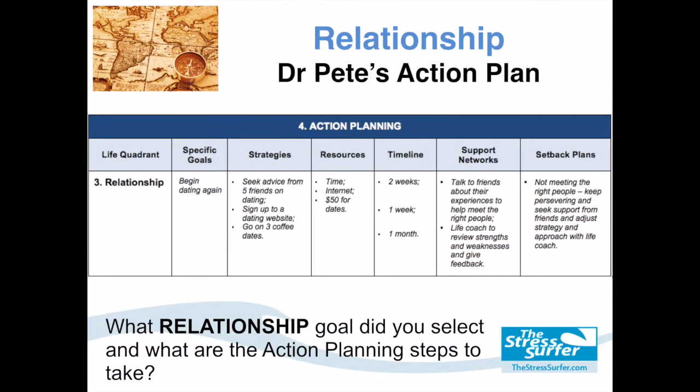As you can see, the goal I selected was to begin dating again. And you can see the strategies, resources, timelines, support networks, and setback plans that I've developed to action plan out my goal in my relationship. What relationship goal are you selecting, and what are the action planning steps you need to take?